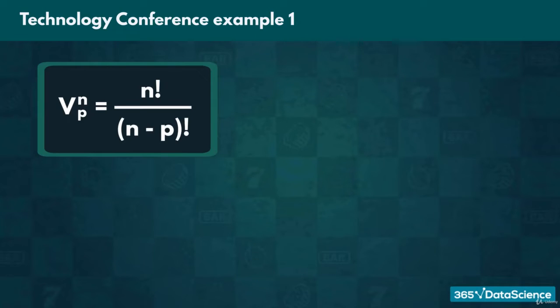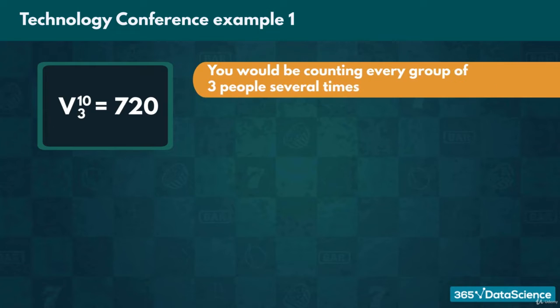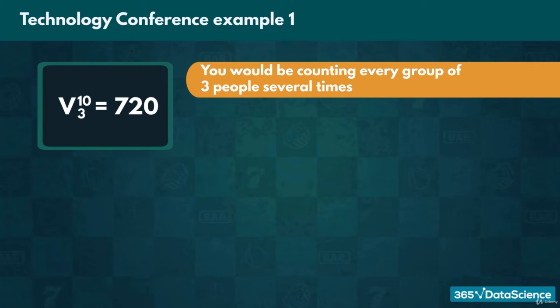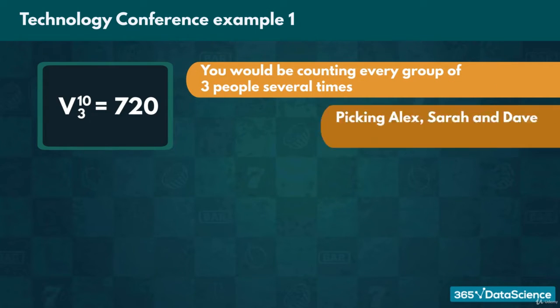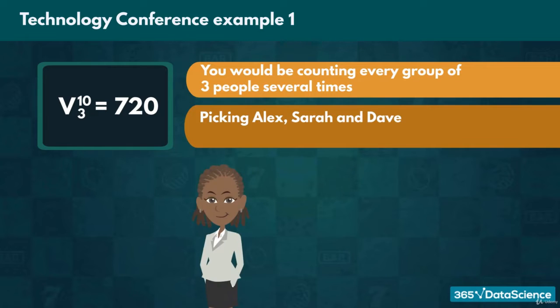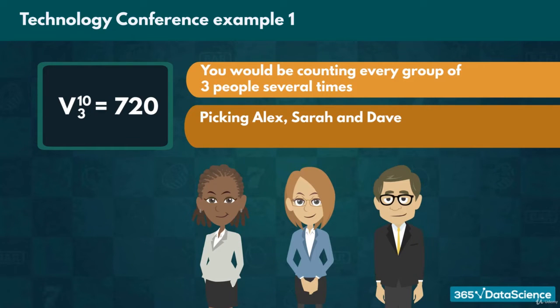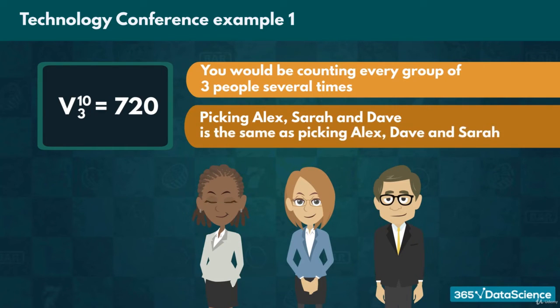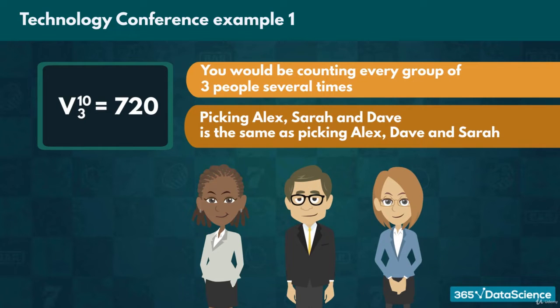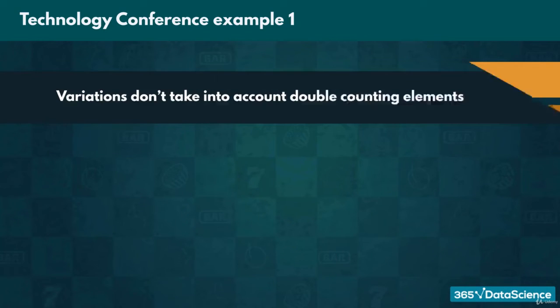If you calculated this as a variation, your answer would be 720. But you would be counting every group of 3 people several times over. This is because picking Alex, Sarah, and Dave to go to the conference is the same as picking Alex, Dave, and Sarah. As you just saw, variations don't take into account double counting elements. That is where combinations step in.